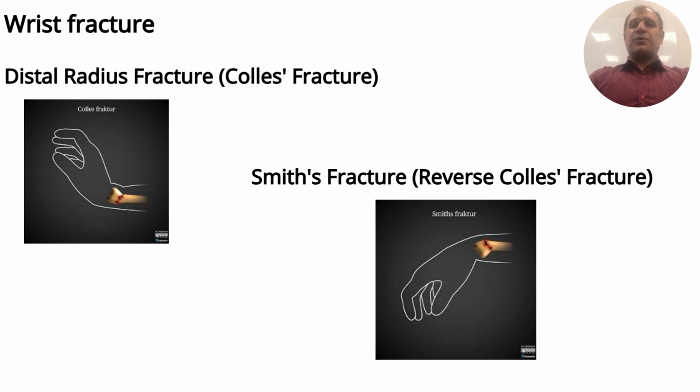Smith's fracture, or reverse Colles fracture, typically occurs due to a fall onto a flexed wrist or a direct blow to the back of the wrist. The distal fragment of the radius is displaced towards the palm, opposite to the deformity seen in a Colles fracture.